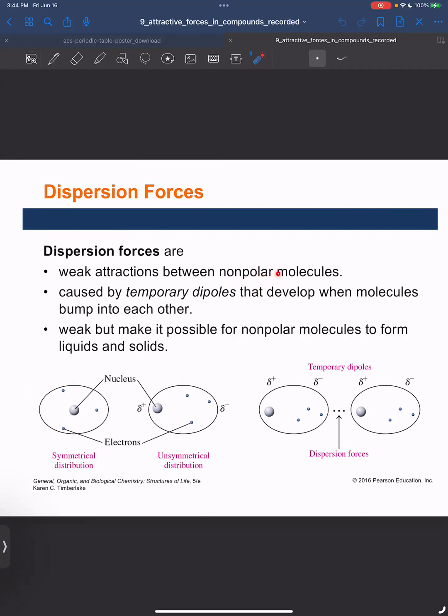Now, dispersion forces are weak attractions between nonpolar molecules. So for example, if you have a nonpolar molecule and I ask you what's the dominant attractive force here, you would say dispersion. These are temporary dipoles that are developed when molecules bump into each other.